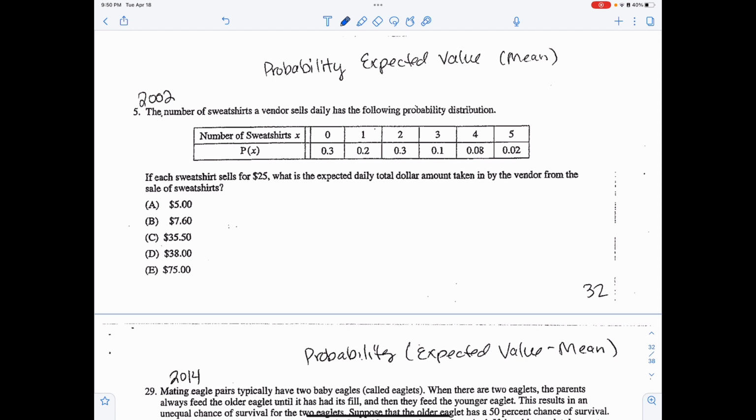Expected value, again, as I said, you're going to multiply these. And then that's going to get your expected value. And that tells you the number of sweatshirts you're going to buy. And then each sweatshirt sells for $25. So what's the total expected value of the sweatshirts? So you'll take the expected value, and then you're going to multiply it by $25.